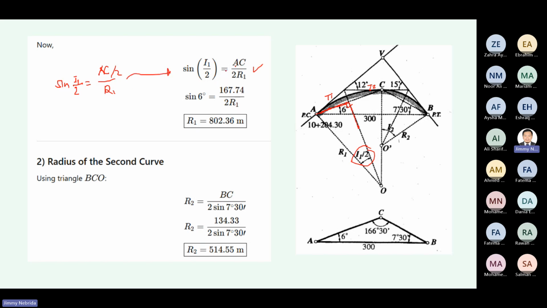So, cross multiplication, this is 6 degrees, okay? We substitute, we can calculate R1. Do you follow, class? This one is clear, right? It's simple mathematics. I don't think it will be difficult for you.